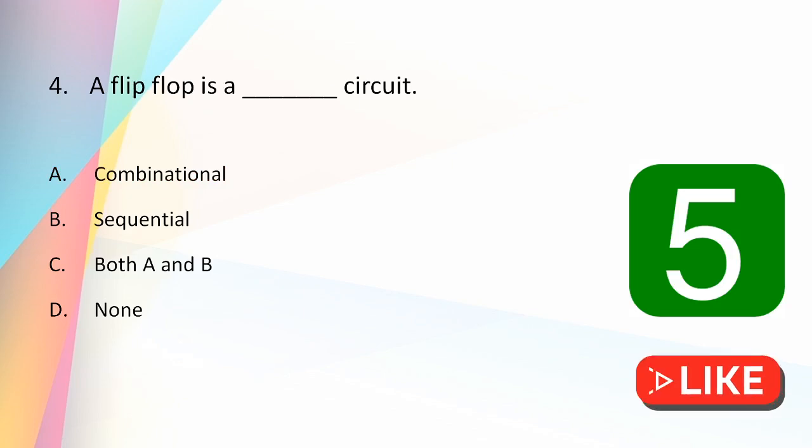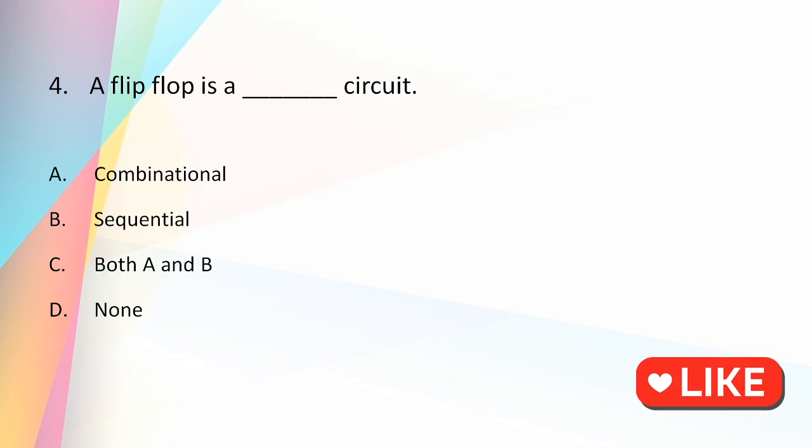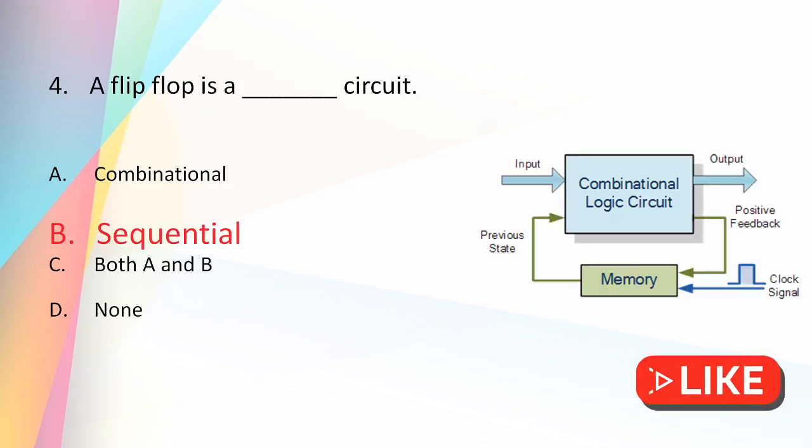A flip-flop is a dash circuit. Combinational, sequential, both A and B, none. And the answer is sequential circuit because it saves its previous state and it uses a memory. So basically sequential circuits are circuits with a logical circuit setup and a memory element. So these flip-flops are the basic memory elements of digital circuits. So flip-flop is essentially a sequential circuit.